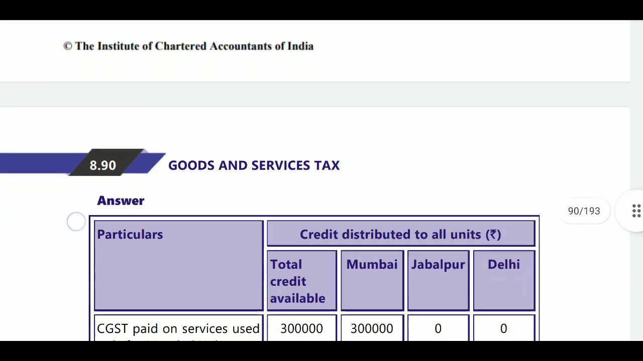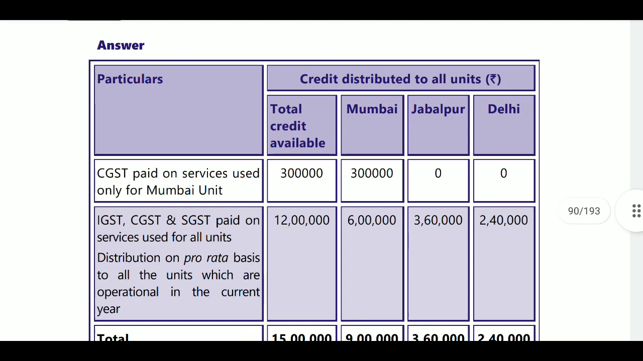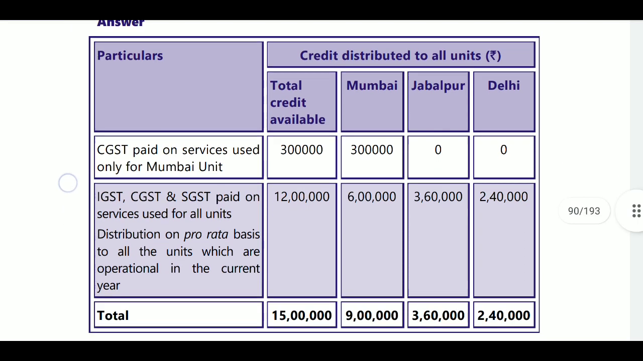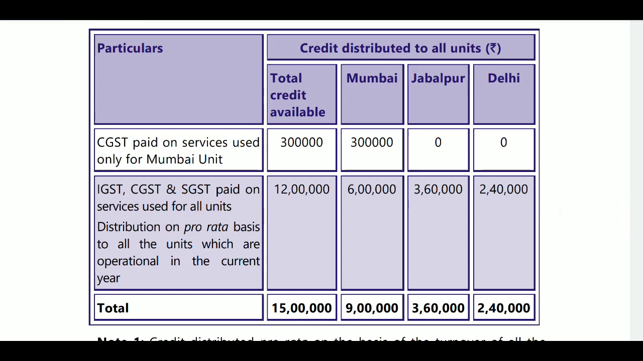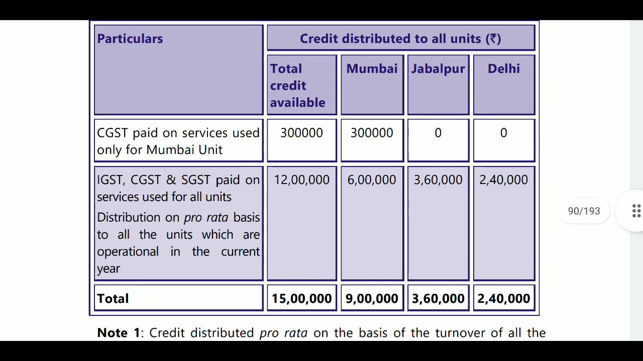So the answer will be as follows. Particulars of credit distributed to all units: CGST paid on services used only for the Mumbai unit, total credit available 3 lakhs. This will be transferred to Mumbai only. Next, IGST, CGST, SGST paid on services used for all units is distributed on a pro rata basis to all units which are operational in the current year.